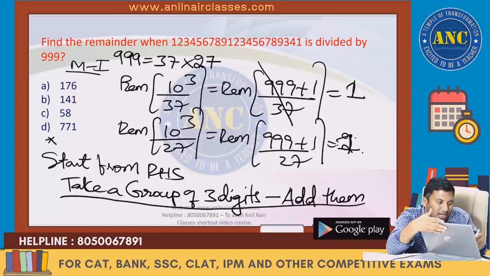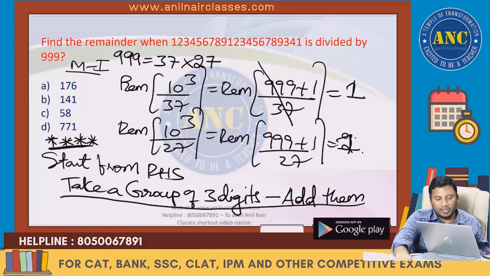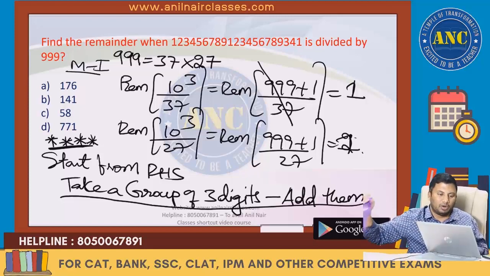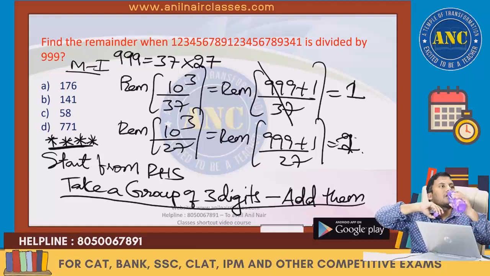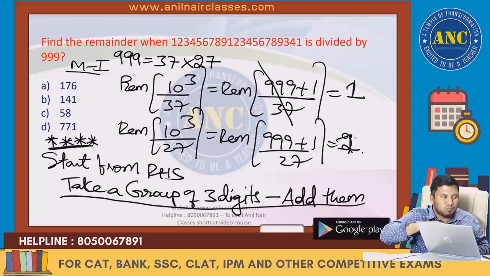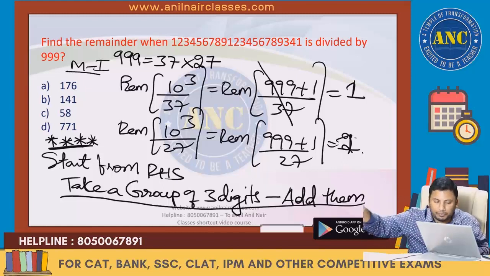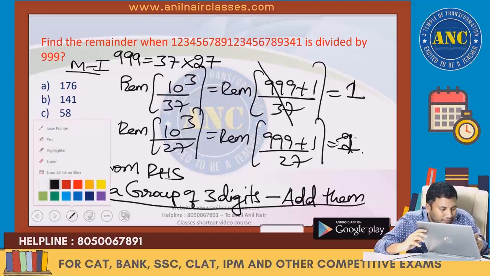Please write down this divisibility rule for 37 and 27. Start from the right hand side. Take a group of 3 digits and add them. Now once you know the rule, it becomes very easy. Right? Method 1. Now we will solve this question.